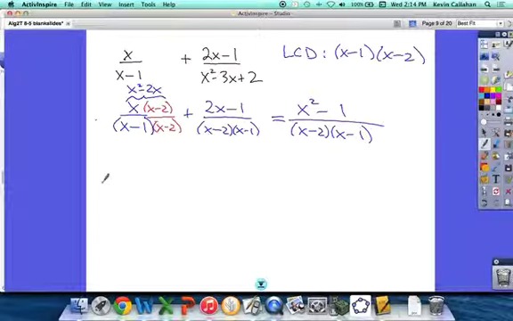Okay, what does it say to do next? Restrictions. Okay, what are the restrictions for x? 2 and 1. x does not equal 2, and x does not equal 1. Does not equal. Okay, what does it say next?